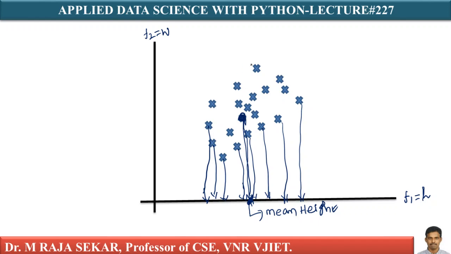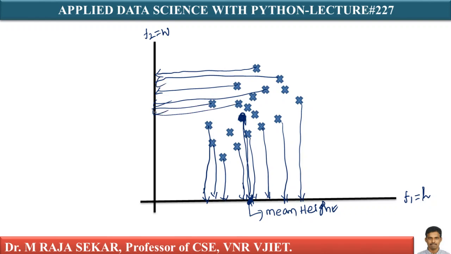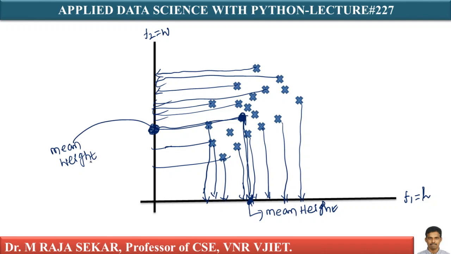What about mean weight? In a similar manner, I can keep on projecting all these points on the feature 2 axis, that is the weight axis. If I keep on projecting like this, this particular point indicates the mean weight. Now we have got the mean height and the mean weight.